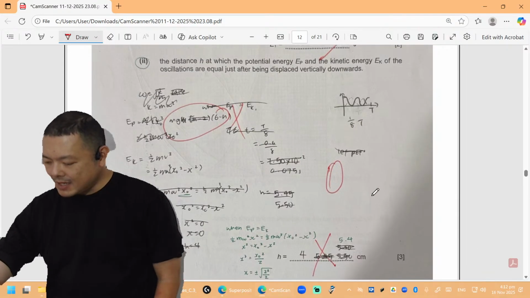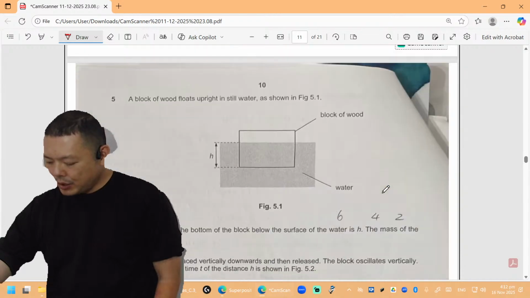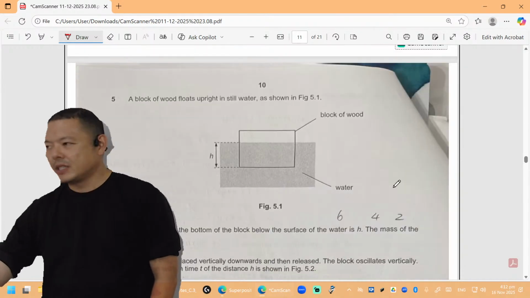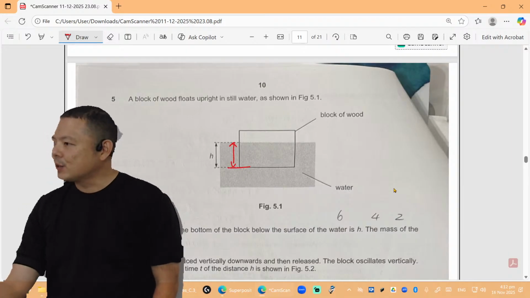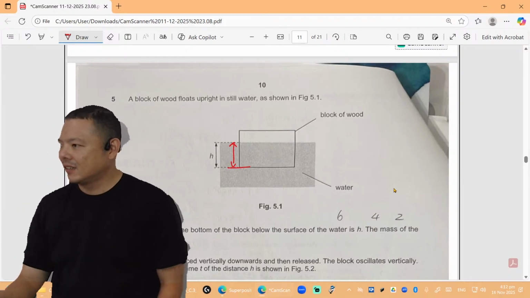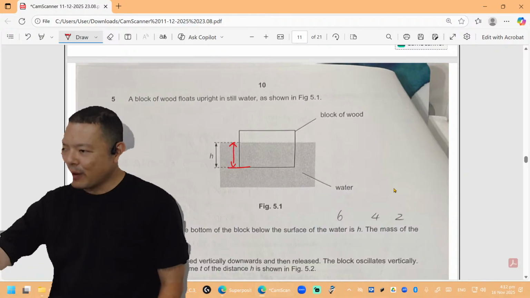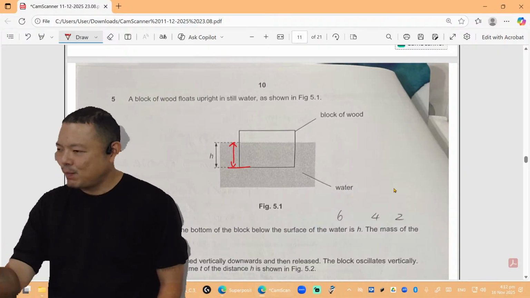So the problem with this question is they ask you for H. H is not displacement. H is just height below the surface, down here like this. So you kind of have to have an offset. Like what's the smallest value of H? Like how high does this block of wood go up to?